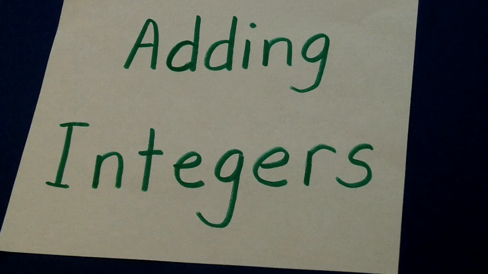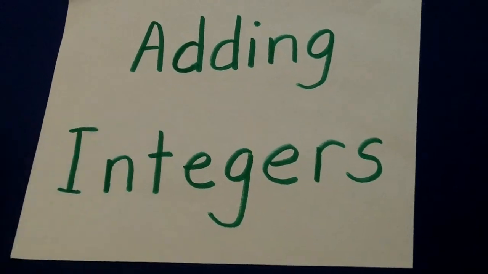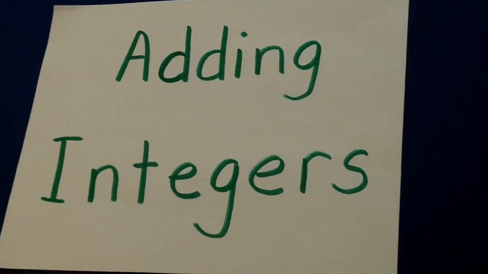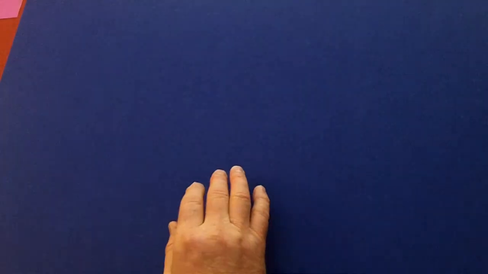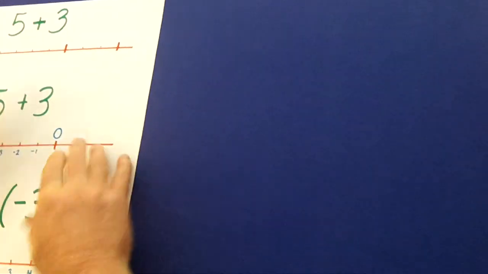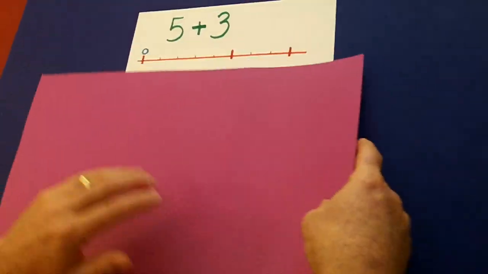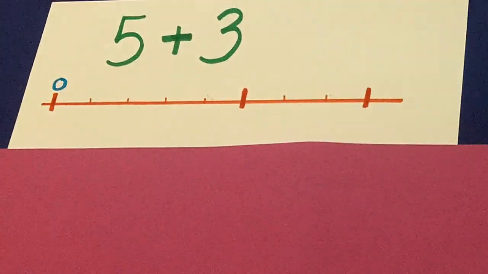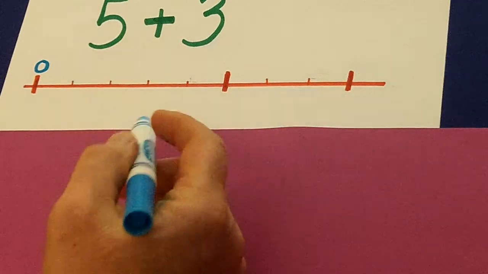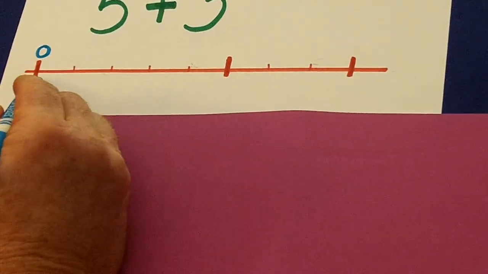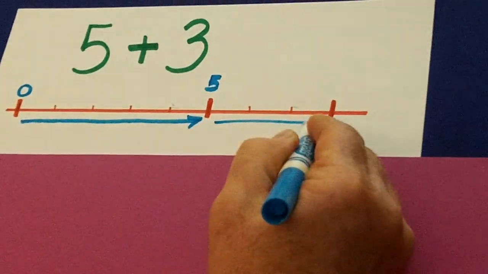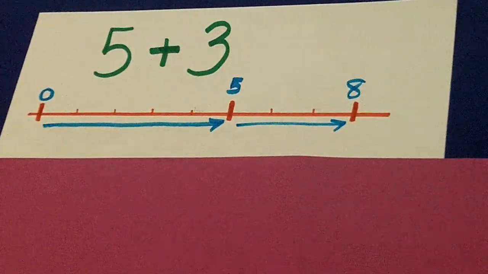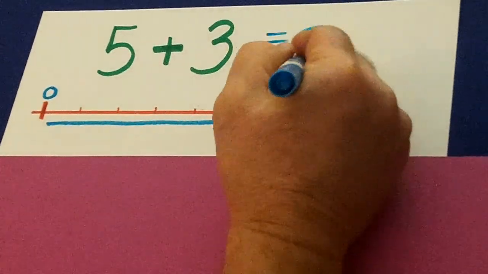Okay, this lesson we're just going to worry about adding integers. Let's start right off by adding two positive integers just so we know what's going on here. So 5 plus 3. We go from 0, we add 5, then we add 3 more, we get 8. Pretty simple? Very simple, by using a number line.